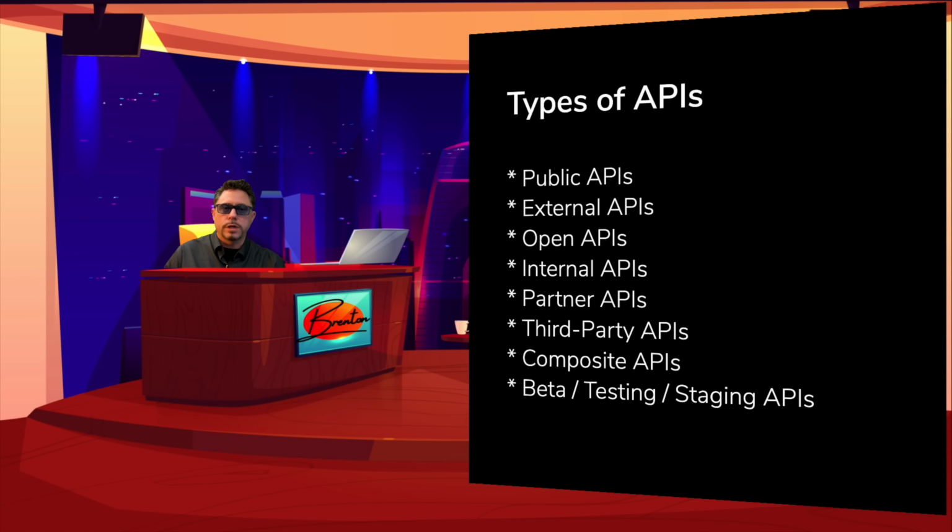So what different types of APIs are there? When evaluating the security of your APIs, it's important to remember that there are several types of APIs that you might be using. Some of these you're probably very well familiar with, and you can see them in the list right here. You have public APIs, external APIs, open APIs, internal APIs, partner APIs, third-party APIs, composite APIs, and beta testing or staging APIs.